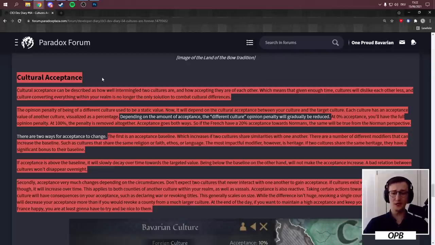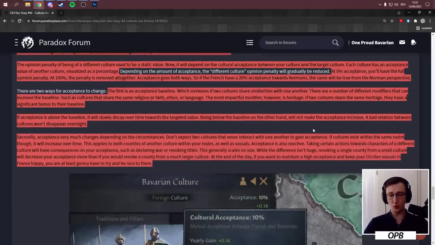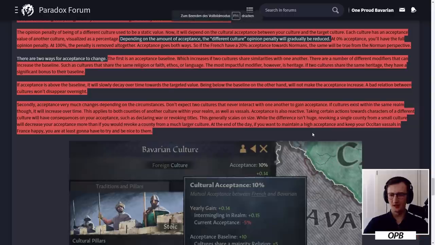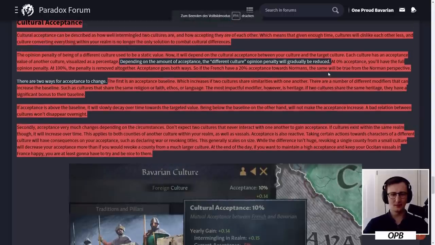The opinion penalty of being a different culture used to be a static value. Now it will depend on the cultural acceptance between your culture and the target culture. Oh, and yeah, my bad, I didn't have it full screen the entire time. Each culture has an acceptance value of another culture, visualized as a percentage. At 0% acceptance, you'll have the full opinion penalty. At 100%, the penalty is removed altogether.